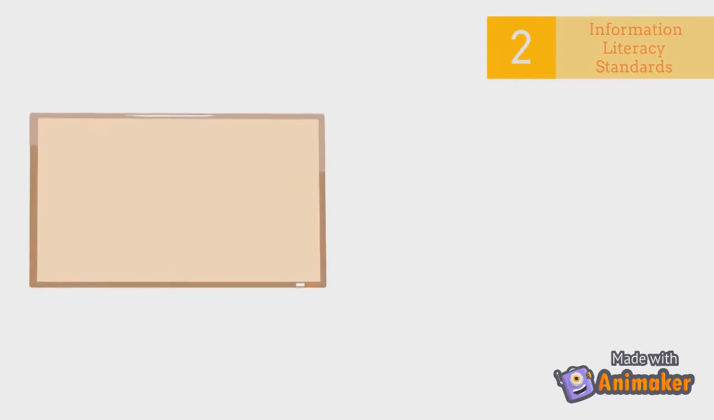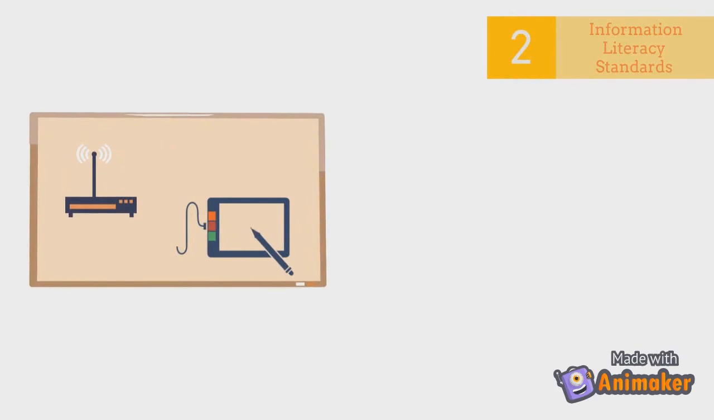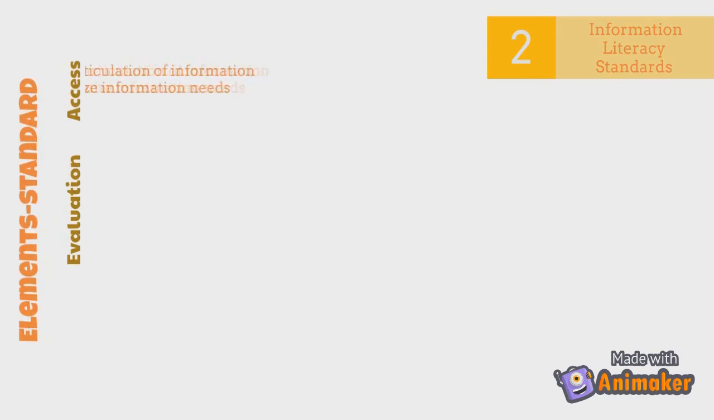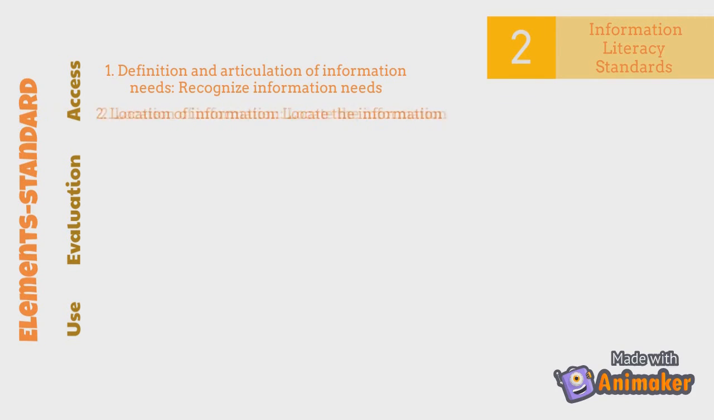The second model is the information literacy standards defined by UNESCO. This one has only 3 element standards, which are access, evaluation, and use. During the access stage, the person has to be able to define and articulate the information need. They have to be able to tell what information they want to get. Then, they have to be able to locate the information, or know where to find it.